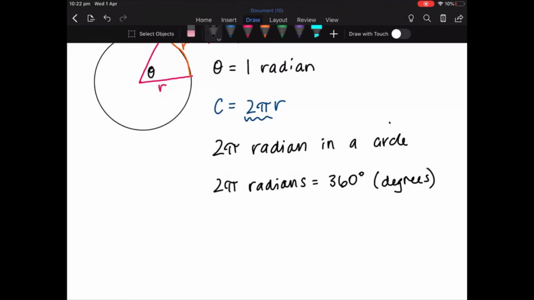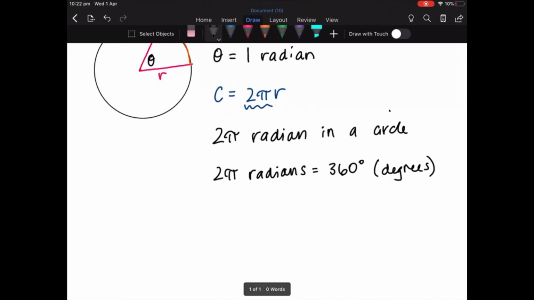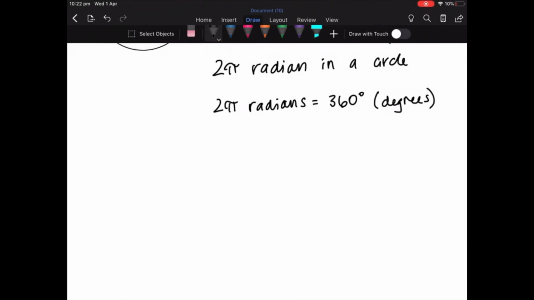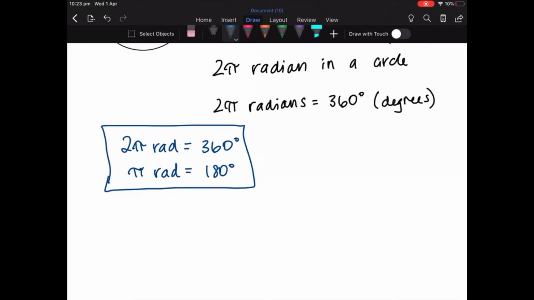Alright, so now what we need to be able to do is convert between the two. If we've been given radians, we need to convert to degrees, and we need to be able to convert degrees to radians. So first of all, let's look at two definitions or examples that we should know off by heart. This is our first one, that 2 pi radians is equal to 360 degrees. And if we halve both of them, half of 2 pi is pi, so therefore pi radians is equal to 180 degrees. So there's the first thing you want to write down.